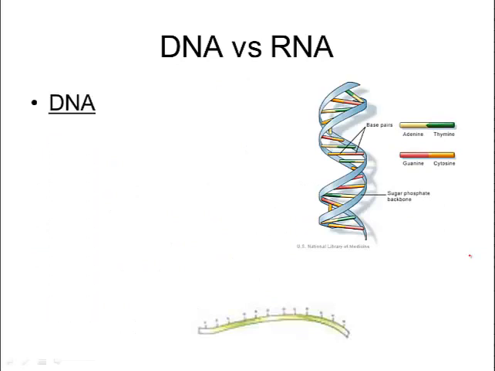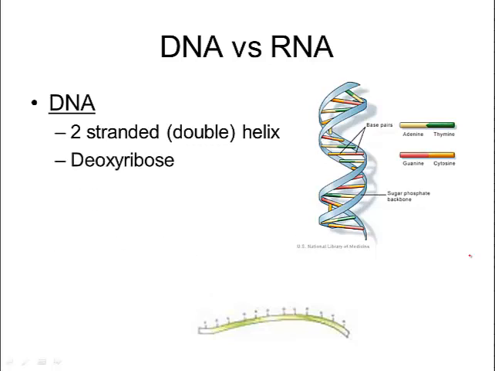All right, the very last thing we're going to do in this podcast is a quick comparison of DNA and RNA. This is a really common type of thing to see on test questions. So remember, DNA is 2-stranded. We call it a double helix. It's got deoxyribose as its sugar, and it has the base thymine.